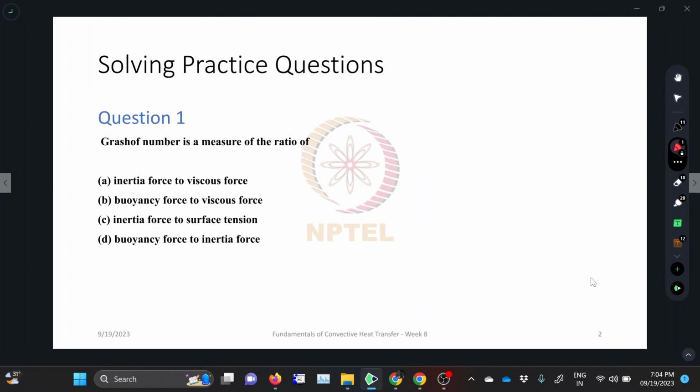This is our question number 1 for today's session, which is about the Grashof number. We learned about this non-dimensional number during the lectures of week 8. The question asks: what is the Grashof number a measure of? Is it the ratio of option A, inertia force to viscous force; option B, buoyancy force to viscous force; option C, inertia force to surface tension; or option D, buoyancy force to inertia force? So what will it be?